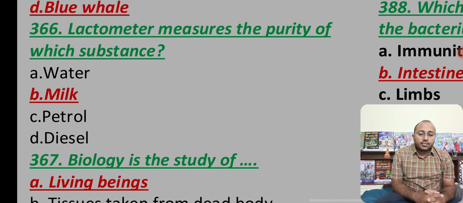Ebola virus. Lactometer measures the purity of which substance? You know about the lactometer. The milk density can be easily measured, and we have something called different purity. You should know about that. If I say gold purity, then you should use that carat meter.